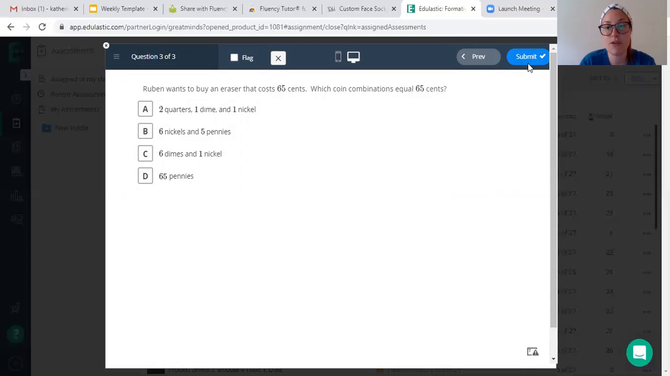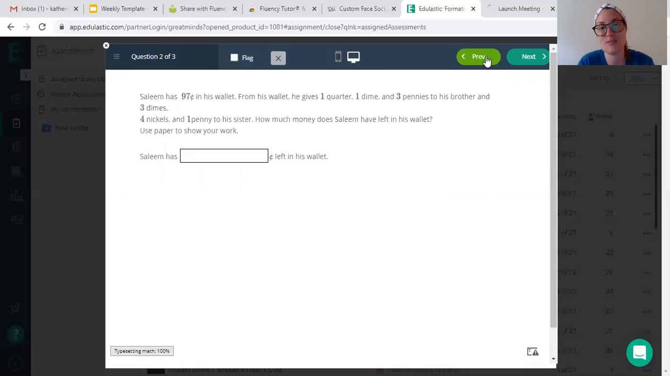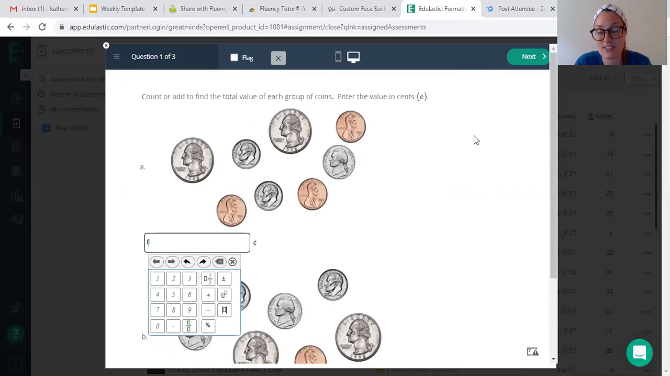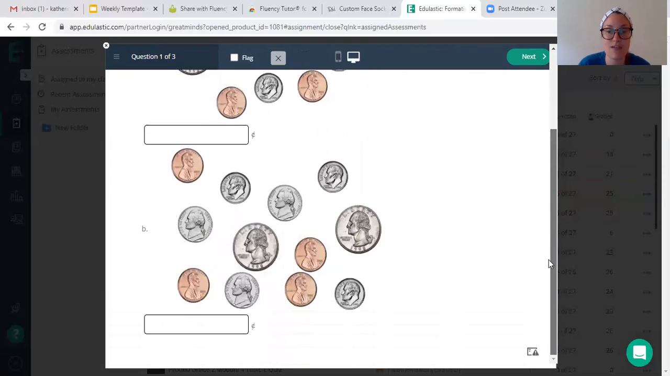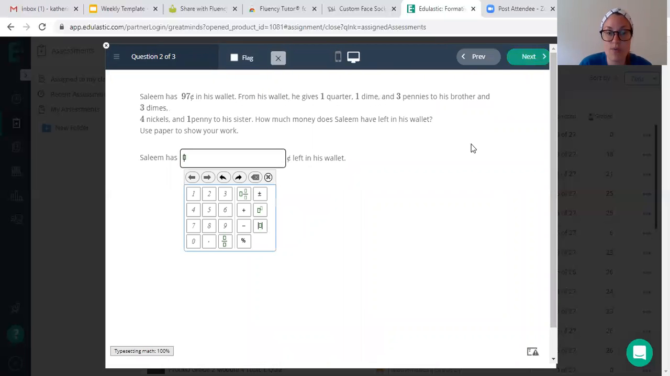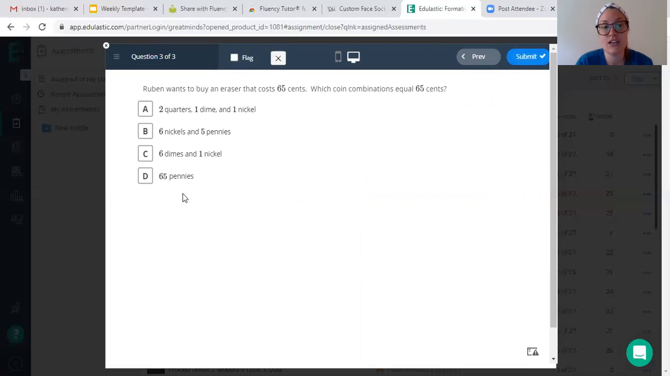When you're done, should you hit submit right away? No. We've taken too many quizzes to know that we always go back to the beginning and check our answers. Good mathematicians are always double checking their work. So go through and make sure that you've got the correct answers for part A and part B. Then go back to question 2, read the problem again, check your work, make sure that your answer on your paper matches what you typed in here. Then click next. Go through and make sure that you've selected all of the ones that equal 65 cents. Then you can go ahead and click submit.